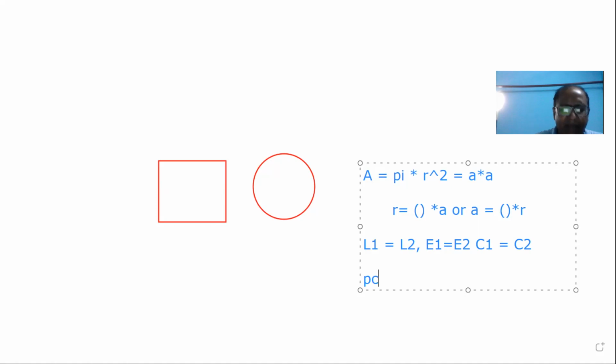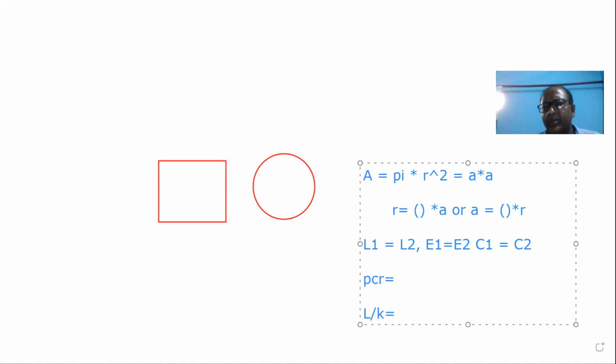P critical equal to pi squared E over, with C, you have a formula, right? In that formula, we have L by K. You figure out this value. What I'm saying is there are two columns. One has a rectangular cross section, the other is square. Both have the same end condition and same length, and let me know which one carries more load.